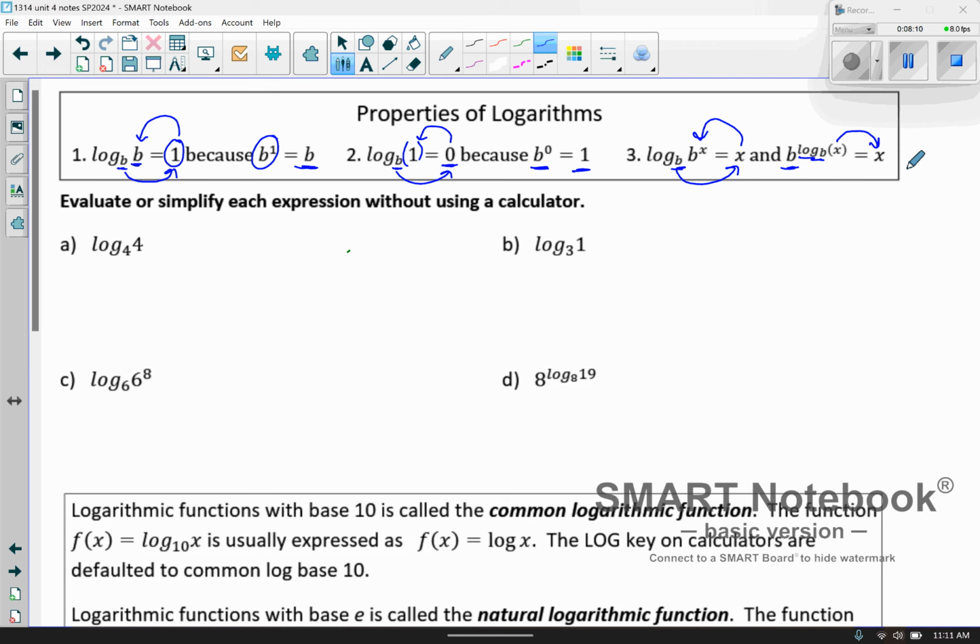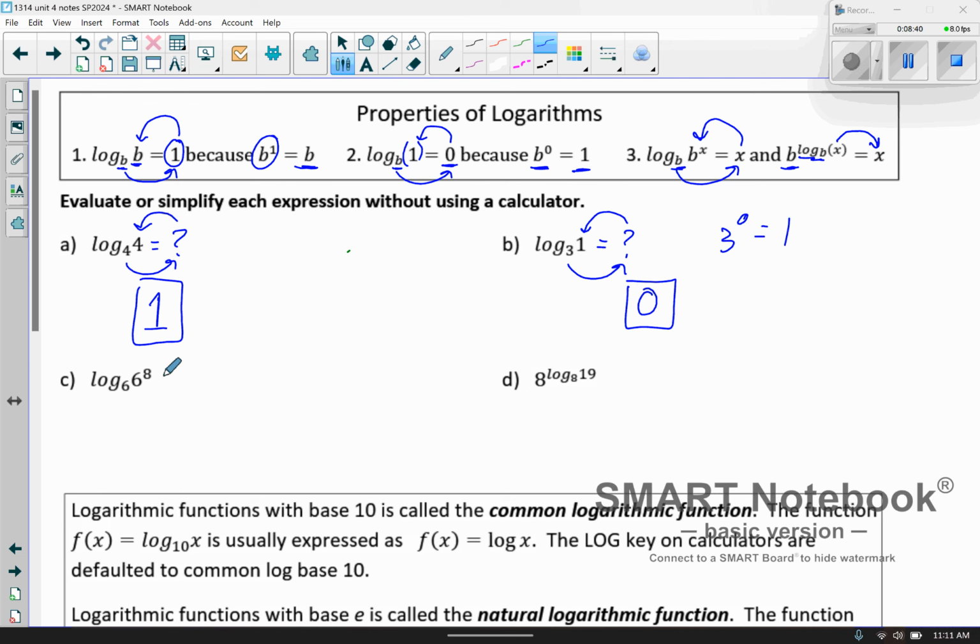But these first couple right here are pretty simple, because right here you're basically asking 4 to what power would give you a 4, right? 4 to the power of 1 gives you a 4. And then right here, 3 to what power would give you a 1? 3 to the power of 0 would give you a 1 right there. 3 to the power of 0 equals 1, right?